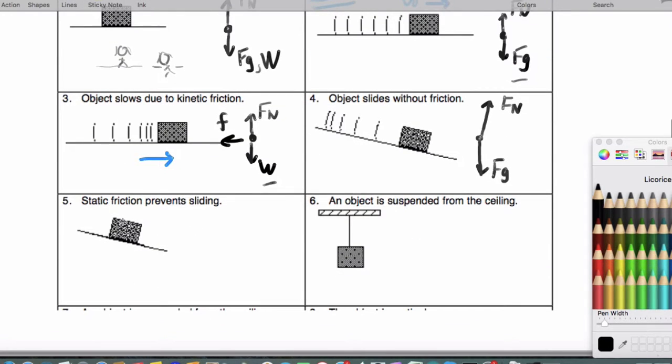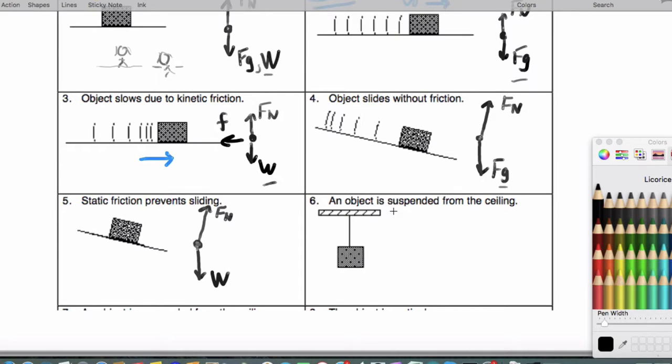Next, we have static friction preventing sliding. So let's be clear. We're going to have the normal force here. I draw it there perpendicular to the surface, and then I'll move this over just so we have a good little drawing. Then we draw a little dot for the object, and we have the weight pointing straight down. Notice I'm using Fg and W interchangeably. I'll expect you to be able to do that on the exam too.